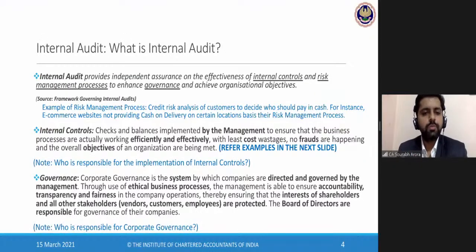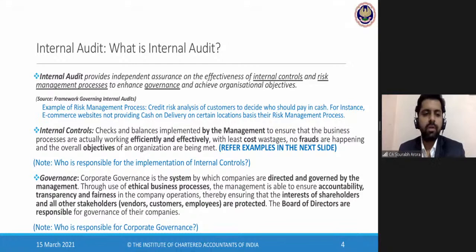So internal controls provide checks and balances implemented by the management to ensure that the business processes are actually working efficiently and effectively with least cost wastages, no frauds are happening, and the overall objectives of an organization are being met. So there are keywords which I have bolded over here. We have referred to the example of each of these cases.